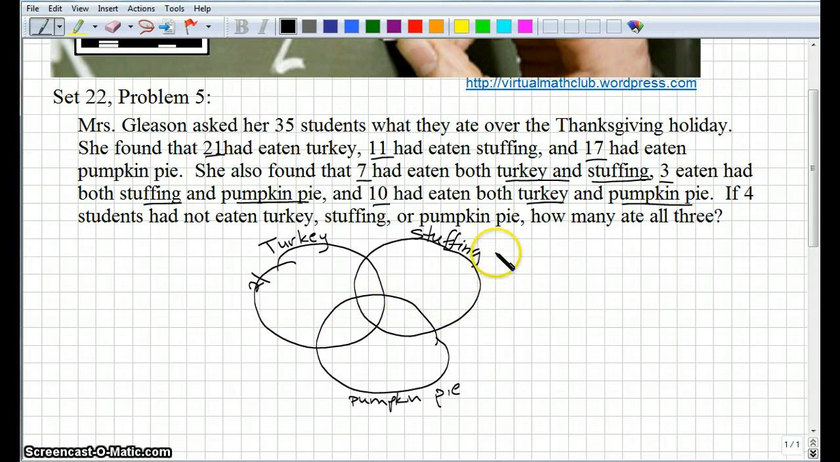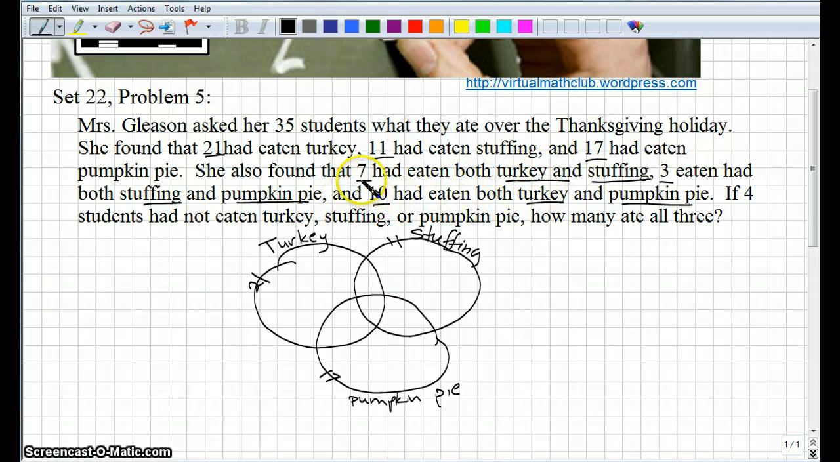In the same way for stuffing, we have 11 kids ate stuffing. So I'll write that on the line because it actually includes all the kids who ate stuffing and turkey, stuffing and pumpkin pie. Some people ate all 3 and some people only had stuffing. So in the same way, 17 had eaten pumpkin pie, so I'll put 17 on the line right there. So that's the first 3 data items.